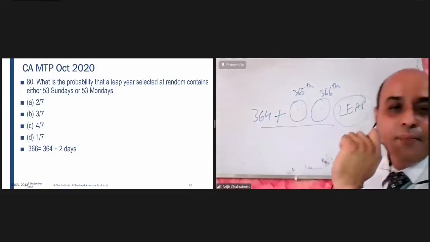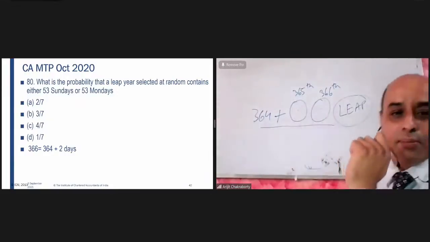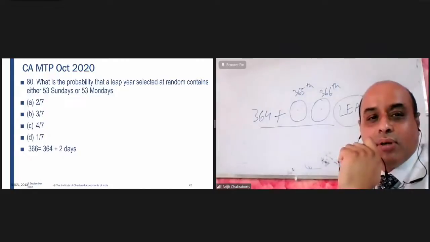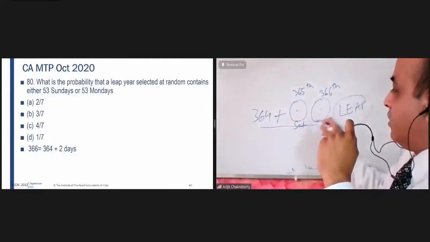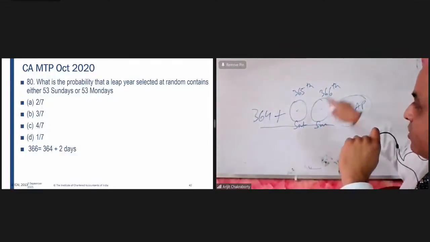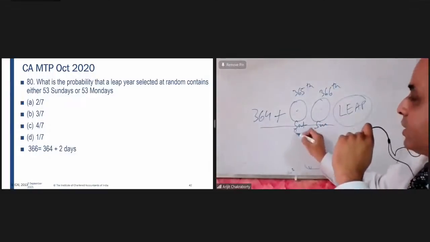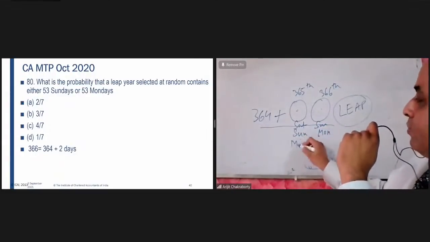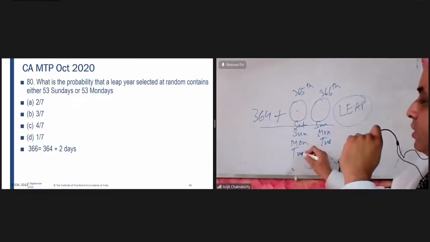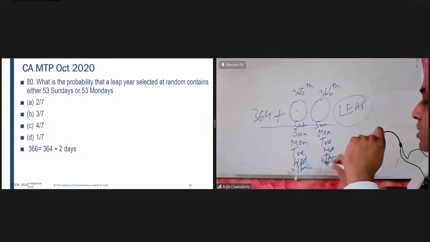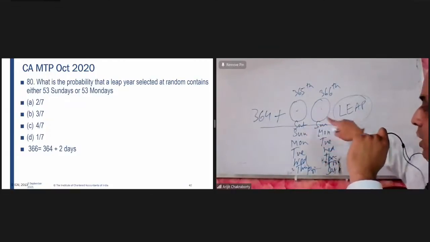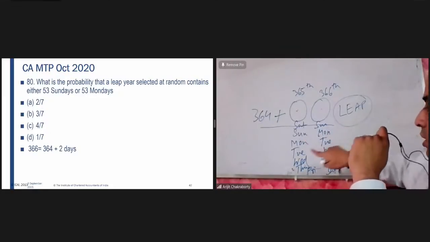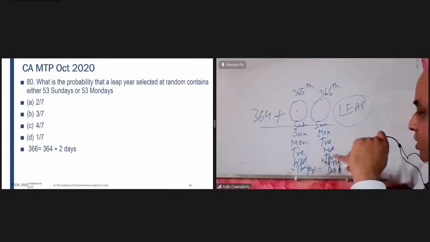Now, if these two places have to be filled up, the combinations can be what? It is either Sunday or Monday. So if this is a Saturday and this is a Sunday, 365th day is Saturday, 366th day can be a Sunday. It can be Sunday and Monday, it can be Monday and Tuesday, it can be Tuesday and Wednesday, it can be Wednesday and Thursday, it can be Thursday and Friday, it can be Friday and Saturday. We have taken all possible combinations.